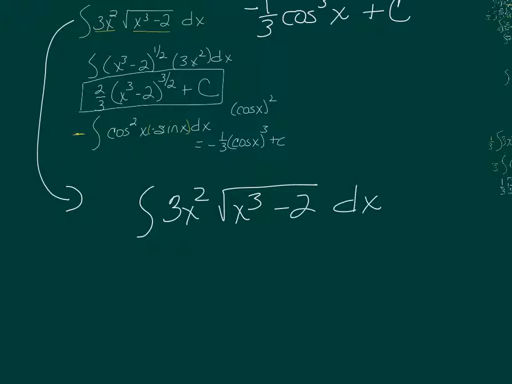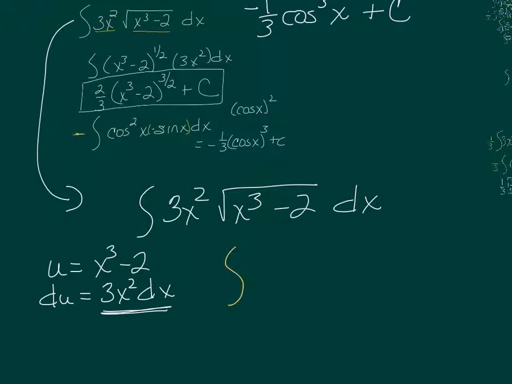Now this time, instead of looking straight for pattern recognition, I'm going to use substitution. And this is always your choice unless you're specifically told to use substitution. But what I want to do is let u equal this inner function, x cubed minus 2. And if we take the derivative of u, that's going to be 3x squared dx. Notice I have the complete derivative. So I'm going to rewrite my integral with this substitution.